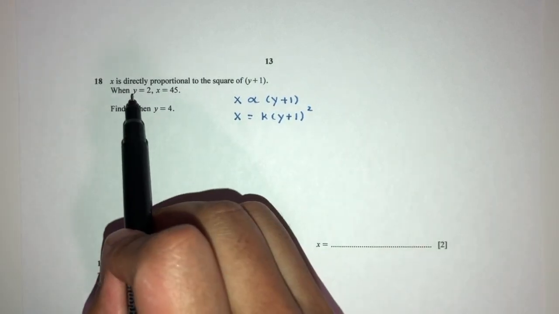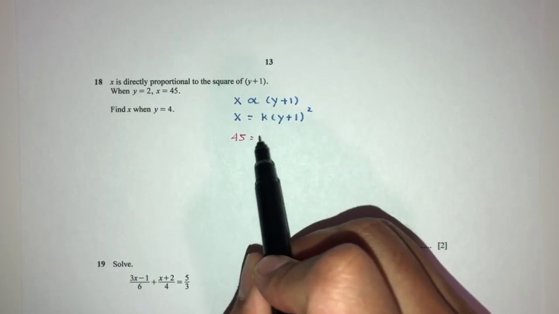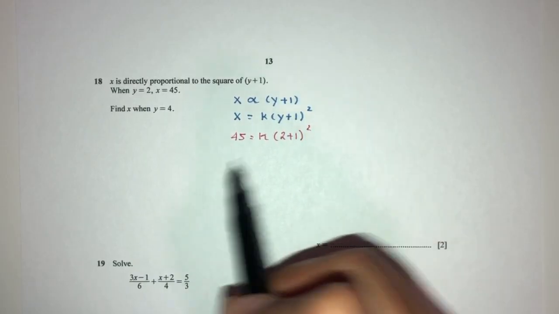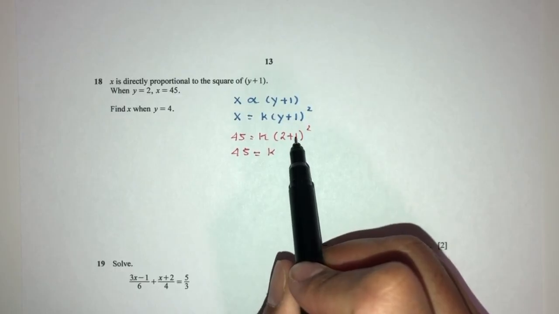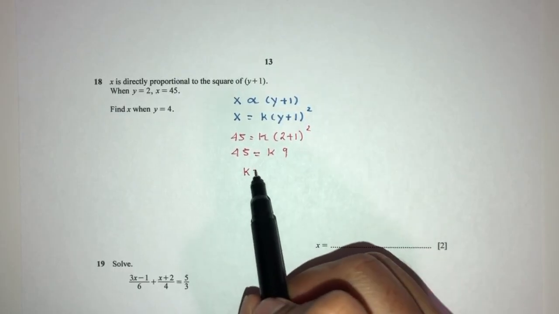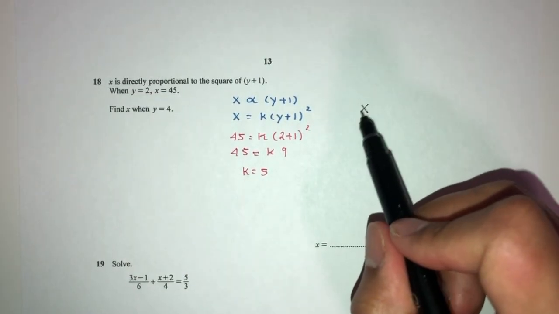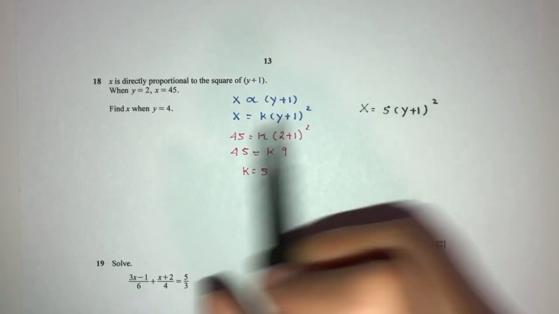Now we have to use these values to find the value of k. So when x is equal to 45, the value of y is 2, so 45 equals k times (2 plus 1) squared. 2 plus 1 is 3, squared is 9, so k will be the value of 5, right? Replace it back in your equation, so x is equal to 5 times (y plus 1) squared.